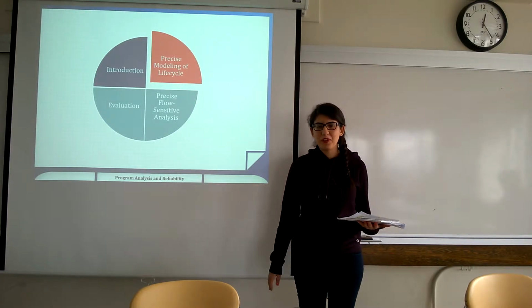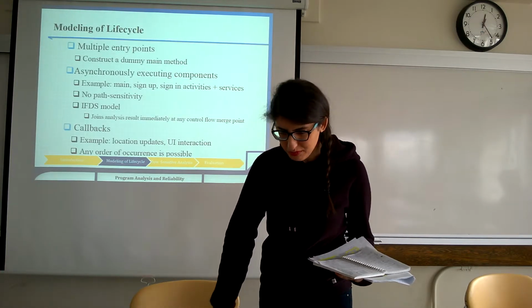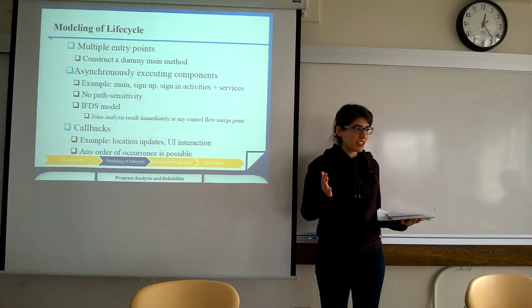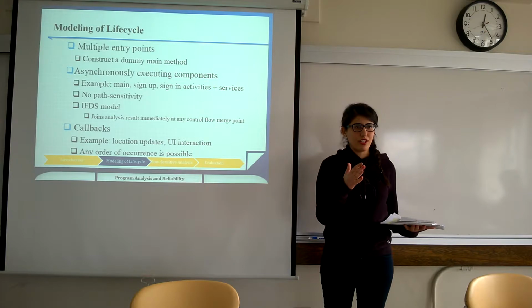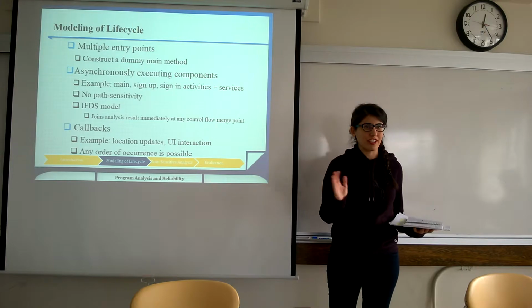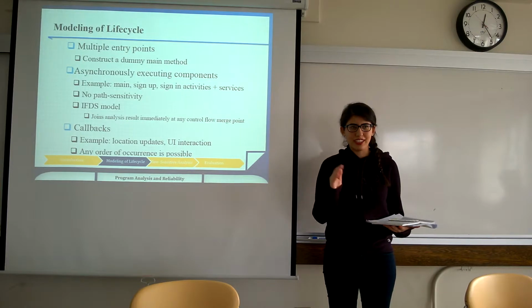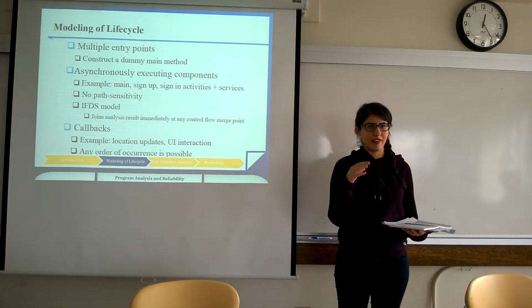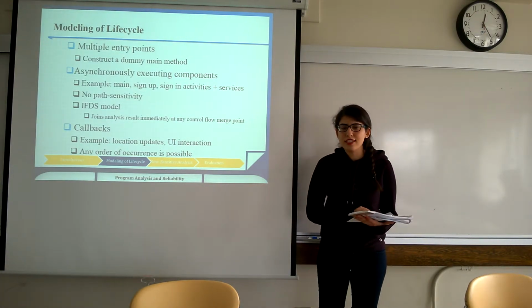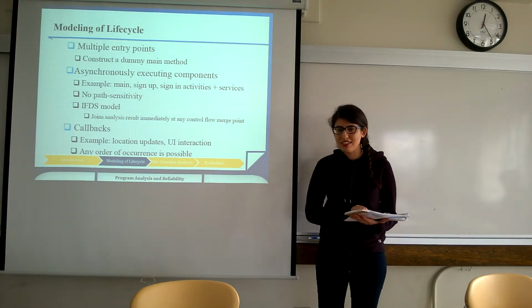So now we're going to talk about modeling the life cycle. Why is this hard? First of all, because we have multiple entry points in the application. Whenever you define an activity, it can be like a main function. It can come up at any time. So it's not like a single program in Java or C that has a single main function where we can track everything from that point. How they dealt with it is that they decided to construct a dummy main method from the activities.